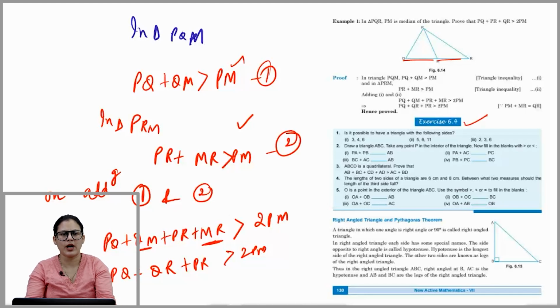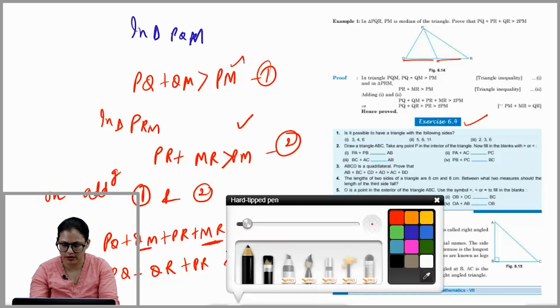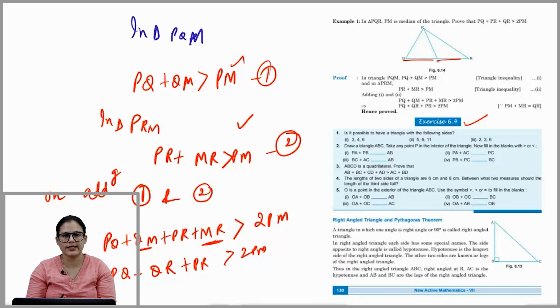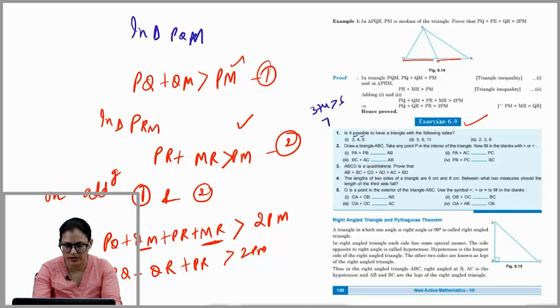Is it possible to have a triangle with the following sides? We have been given 3, 4 and 6. You can add any two sides, and the sum of these two sides should be greater than the third side. When you add 3 and 4, you get what? 3 plus 4 is greater than 6, 7 is greater than 6. So it is possible to have a triangle with the following sides.